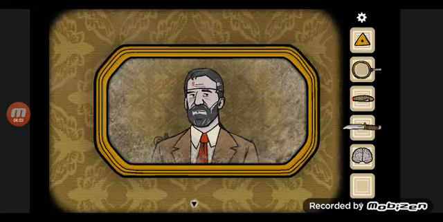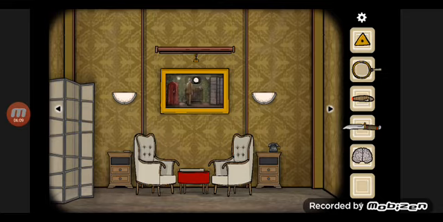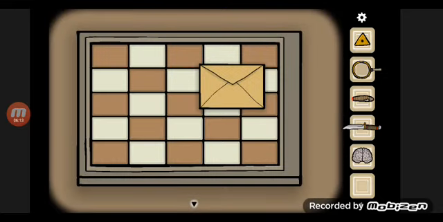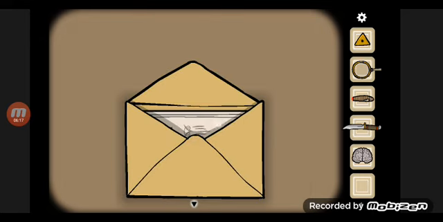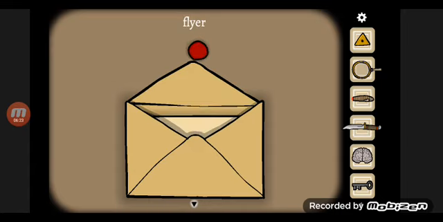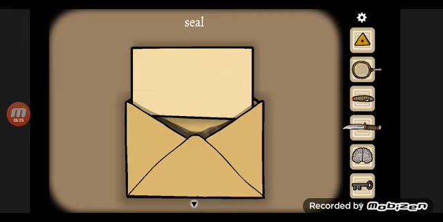The surroundings acquire a yellowish tint. Now let's turn to the chairs and look at the table. Here we'll need to take the envelope up front and take the key, the flyer, and the seal.